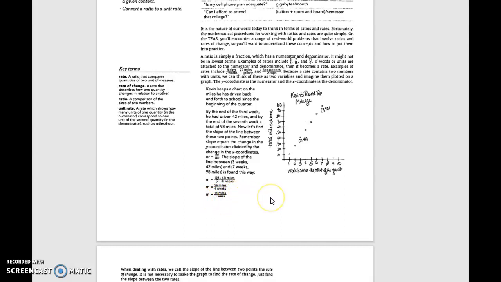14 miles per week is just a shorter way of writing this unit rate. It's more common to write 14 miles per week than it is to write 14 miles over 1 week. But it's going to be your choice however you want to write it.